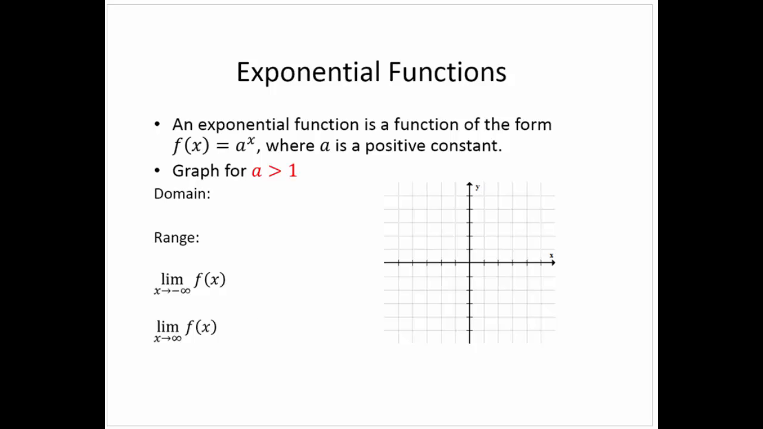Now, if a is greater than 1, say, for example, we had the function 2 to the x, then we get an increasing curve, an increasing function. Again, the domain is -infinity to infinity, and the range is still 0 to infinity. Our graph might look something like this. It passes through 0, 1, and then increases. The limit as x approaches -infinity is now 0, and as x approaches positive infinity is infinity.